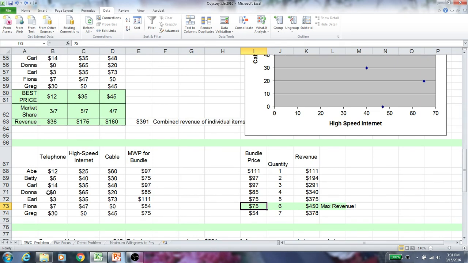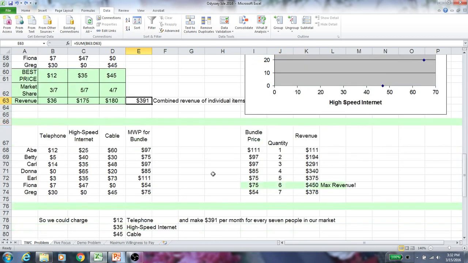Now some of them, like Donna, for instance, she thinks it's worth $85, but she really just wants it for the internet and the cable. Greg, he's willing to pay for it. He thinks it's worth $75. He doesn't care about internet, but he does like telephone and cable. But the point is that 6 out of 7 want to buy this product, and there's only one person that doesn't. But 450 is clearly better than making 391 off of these 7 people, and that's how you bundle.